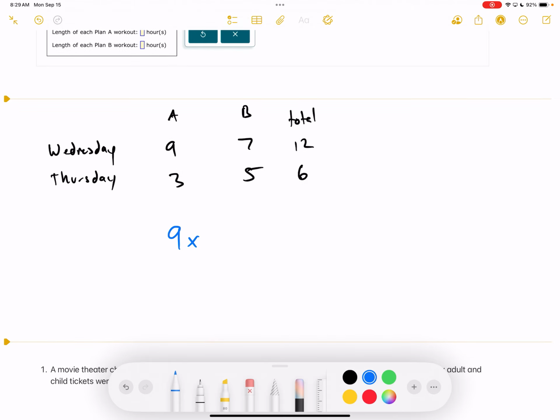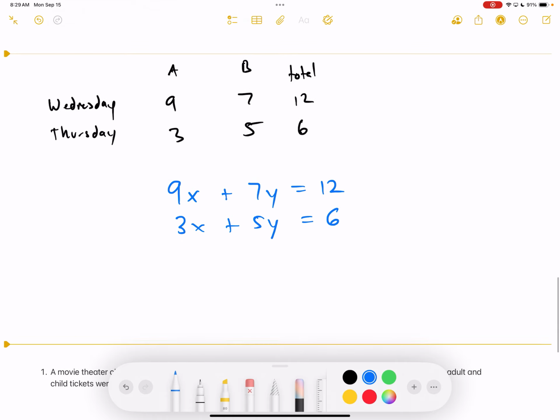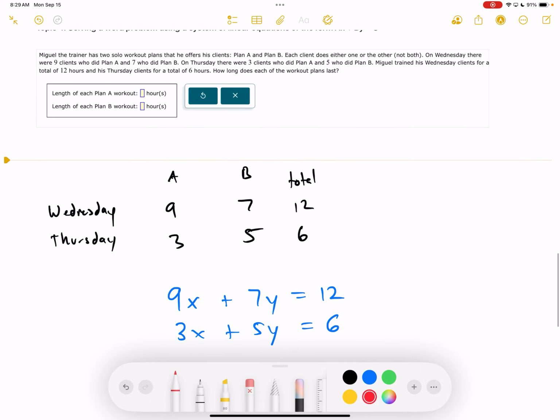So 9 clients times x would be 9x. Plus 7 times y would be 12 because we have 12 total hours. And then same setup for Thursday. 6 total hours. You got 3 on Plan A, 5 on Plan B. Once you get the equation set up, that to me is the hard part. That's why I'm saying make a little chart, because then it translates straight down.